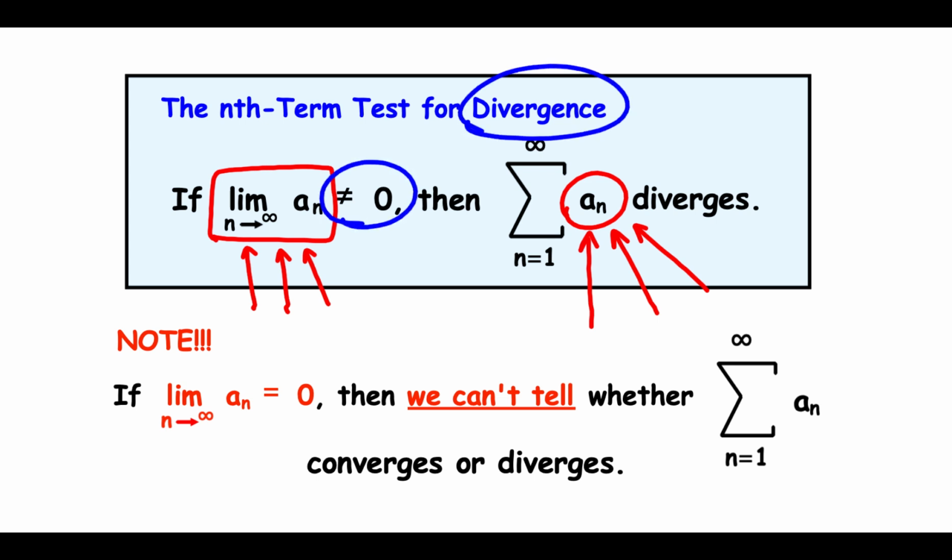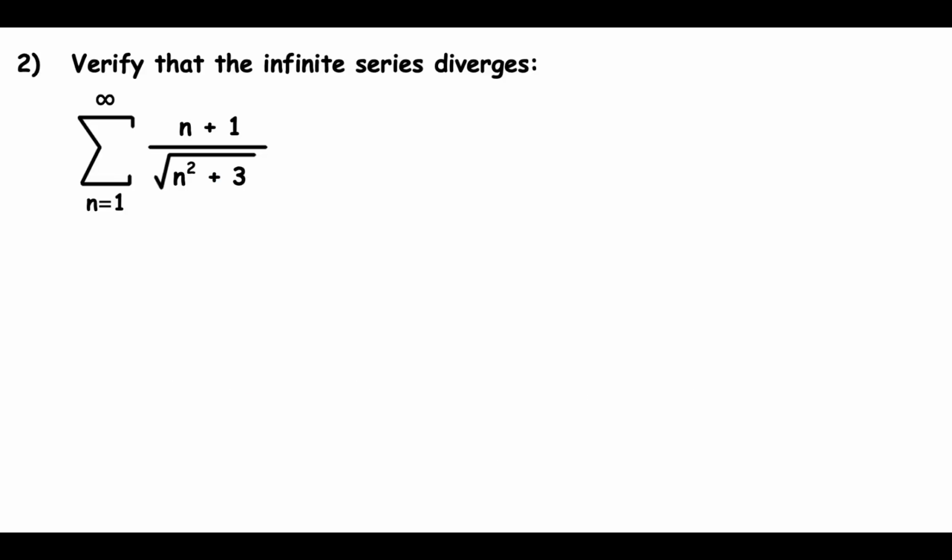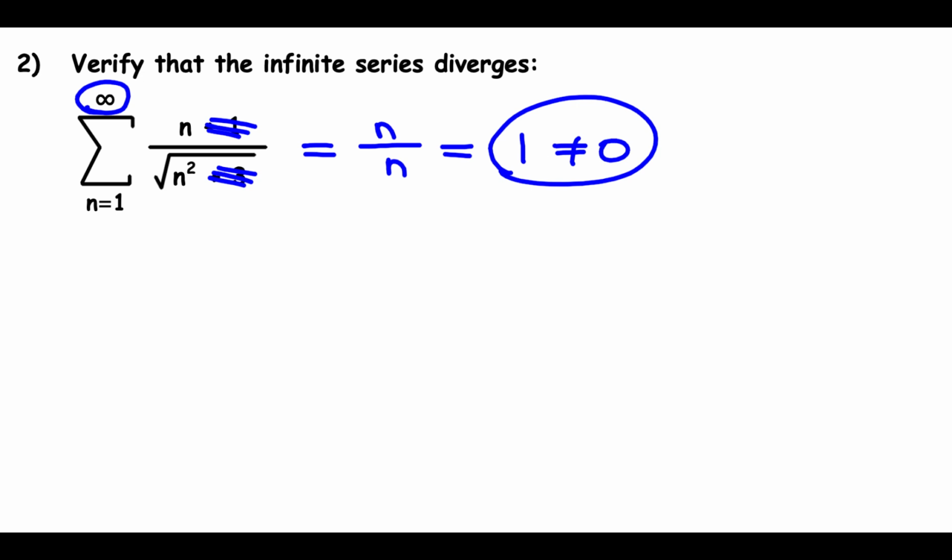Plain and simple. All right, number 2. Verify that this series diverges. Well, again, if you head towards infinity, I think you can see that the 1 and the plus 3 are pretty much useless. I mean, infinity plus 1 is just infinity. And so really, we have n over the square root of n squared, which is just n. N over n is 1. And you know what 1 is not? It's not 0. So since 1 is not 0, this will diverge by the nth term test.